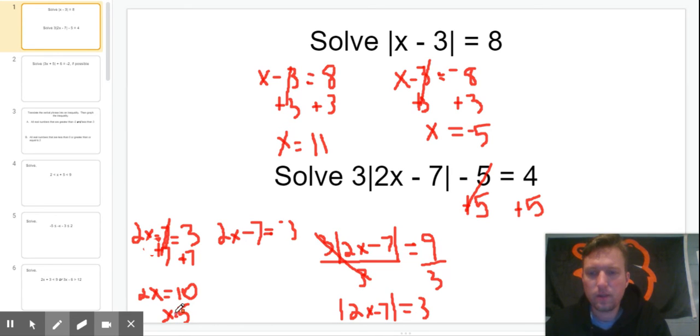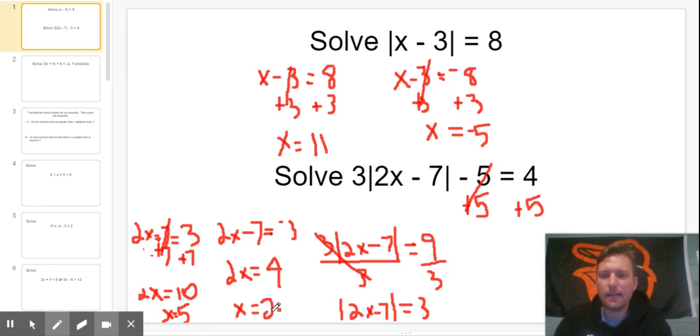Now over here, I'm going to add 7 to both sides, but when I add 7 to negative 3, what I get is 4. So now I have 2x equals 4, and I'm going to divide that out, and I'm left with x equals 2. So in my second example, I have, again, two answers, x equals 5 or x equals 2, to solve this. Okay, so my solutions are x equals 5 and 2.